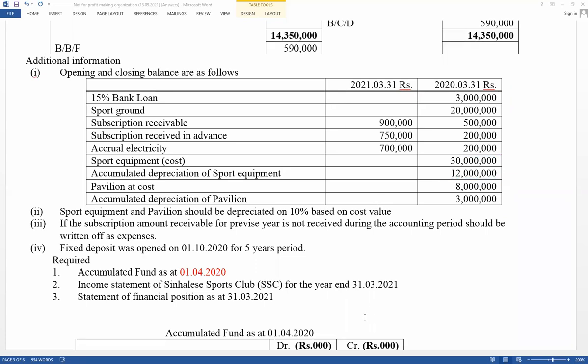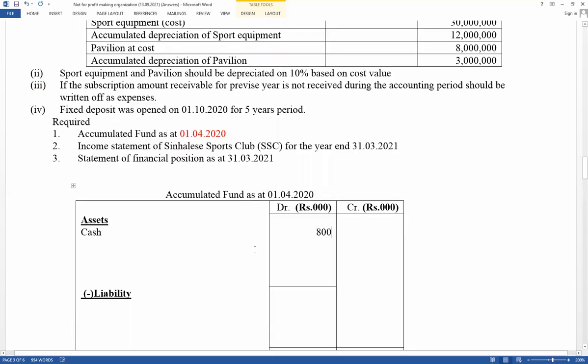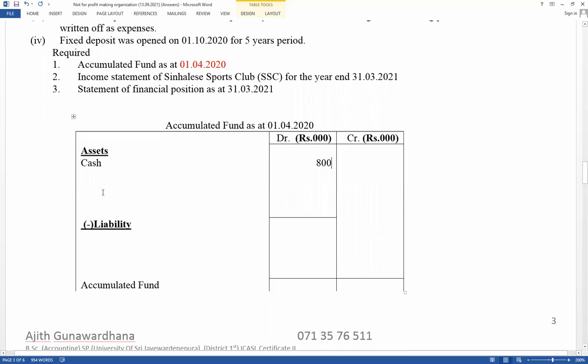Statement of accumulated fund calculation. Bank loan should be included under the liability side. Bank loan value equal 3,000. Record values in 1,000.